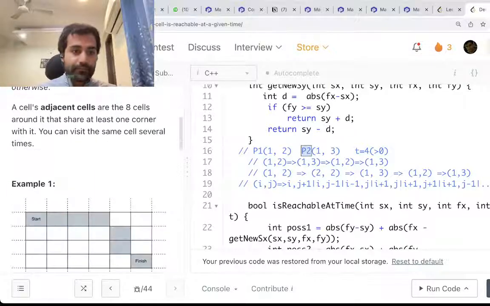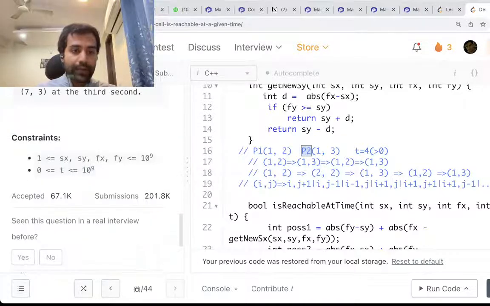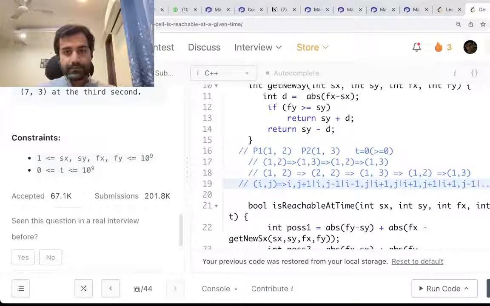Okay. Now, t can be 0 also. I had missed that point. If t is 0, then what will be your answer? Will it be true or false? It will be false, right?